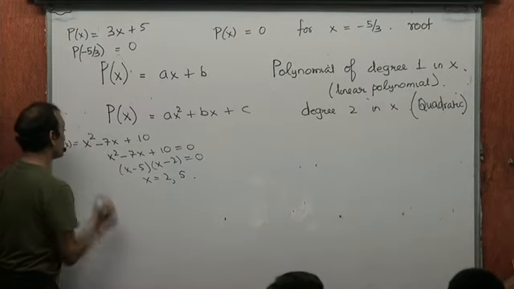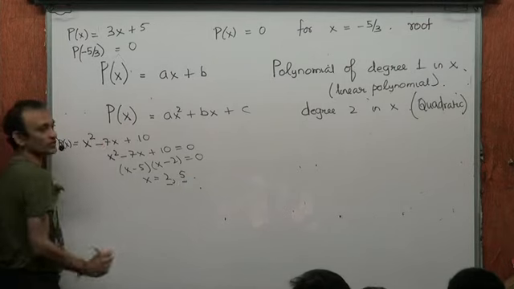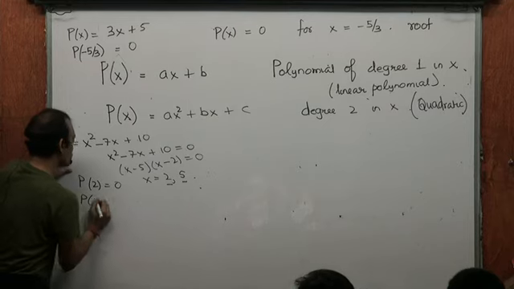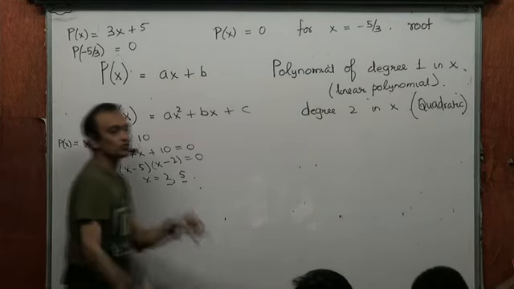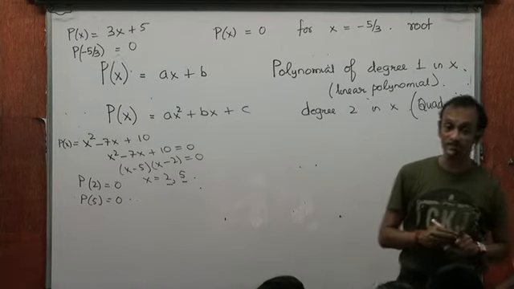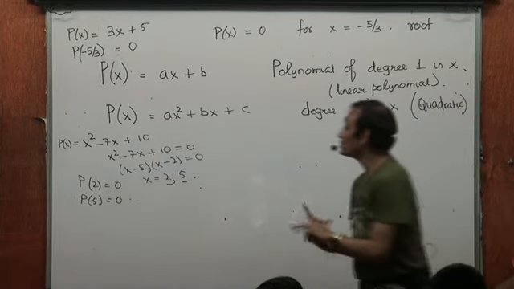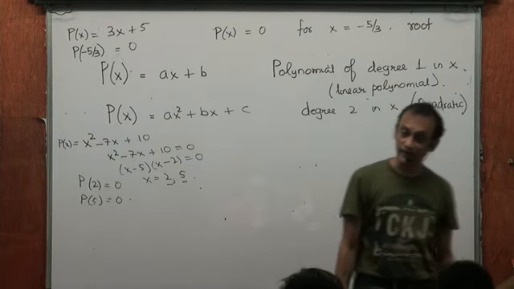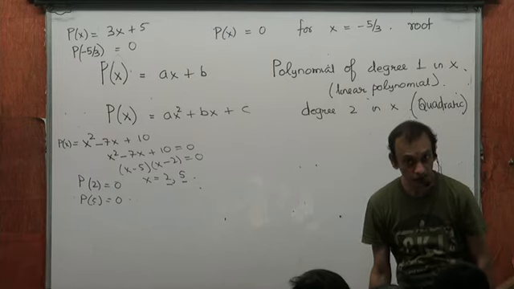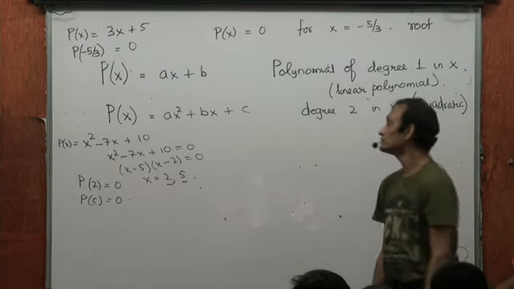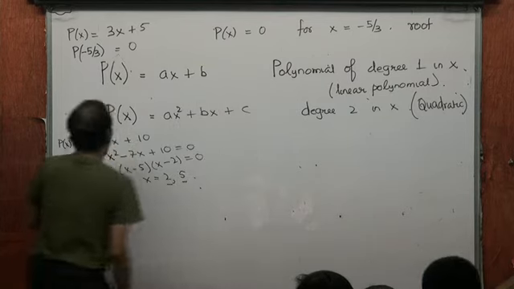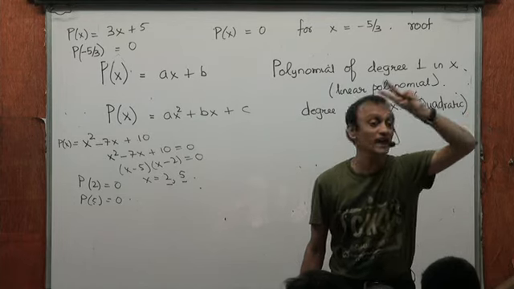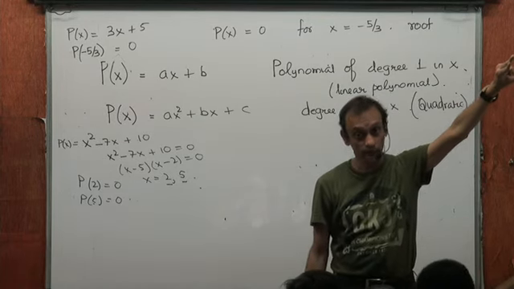That means 2 and 5 are the roots of the polynomial because P at x equal to 2 is 0, P at x equal to 5 is 0. Yes or no? Then 2 and 5 are said to be roots of this polynomial of degree 2 in x, right? A polynomial of degree 2 will have exactly 2 roots, right?